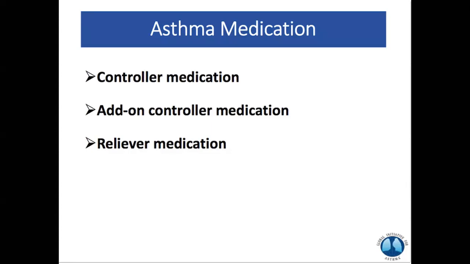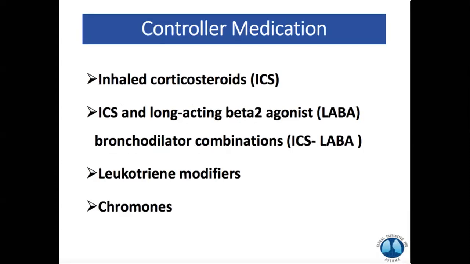Okay, controller is going to control the inflammation, and reliever is for when there is an exacerbation and it's a serious problem, it's going to relieve immediately. So the bronchodilator is going to relieve immediately. So controller and reliever, and there is no cure. So asthma cannot be cured. So what are the controller medications available? Just have a look at it. So one is inhaled corticosteroids. The basic pillar of controller medication is inhaled corticosteroids.